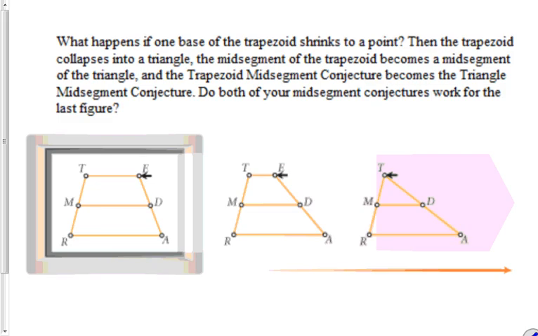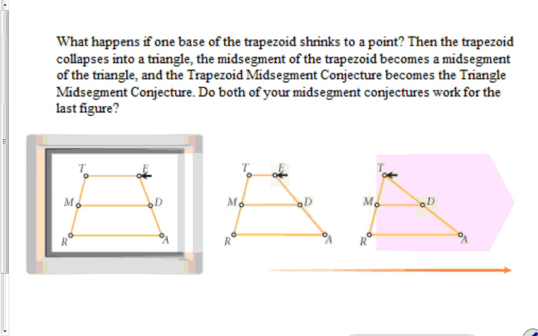And then one last thing. This is taken right from our book. I just cut and pasted it. It's kind of interesting, so let's read what it says. What happens if one base of the trapezoid shrinks to a point? Then the trapezoid collapses into a triangle. The midsegment of the trapezoid becomes a midsegment of the triangle. And the trapezoid midsegment conjecture becomes the triangle midsegment conjecture. Do both of your midsegment conjectures work for the last figure?